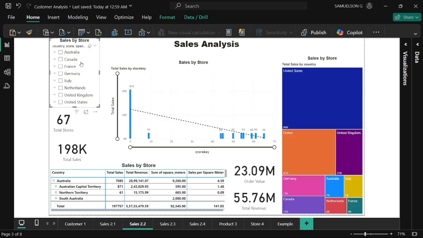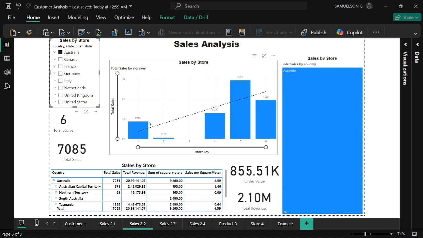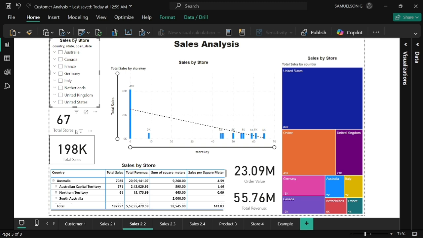This is sales by store. In Australia, you can see total stores. There are a total of 67 stores here, and 160 in total all over the world. Global Electronics has stores all over the world.